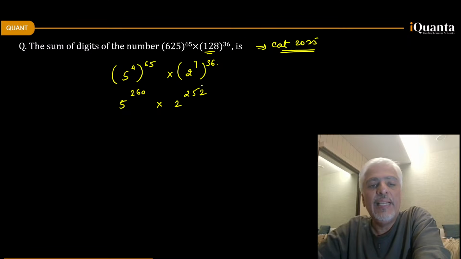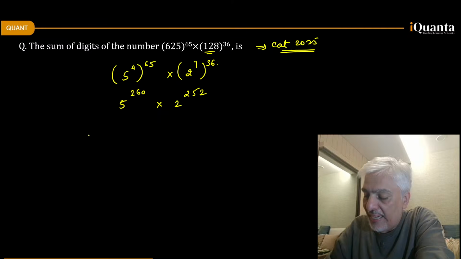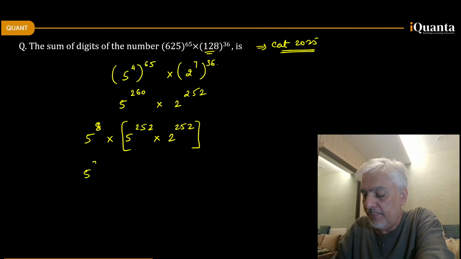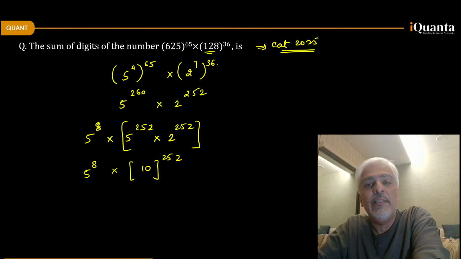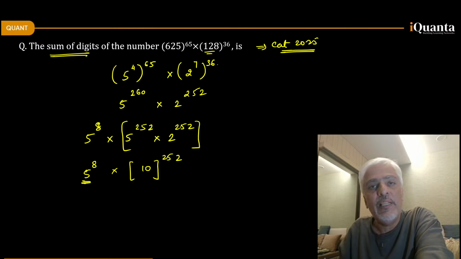Now, basically 1, 2 and 1, 5 make up 10. So if I write this 5 raised to 260 as 5 raised to 8, multiplied by 5 raised to 252, multiplied by 2 raised to 252, these two will multiply and you will get 10 raised to 252. 10 raised to 252 will simply mean 252 zeros. So that will not bother in the sum of the digits. Only this part will come.